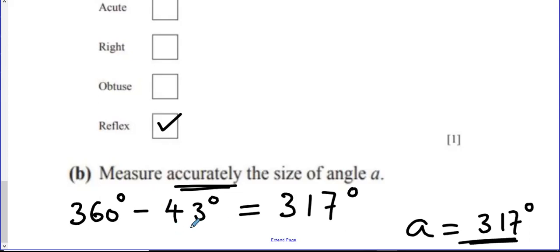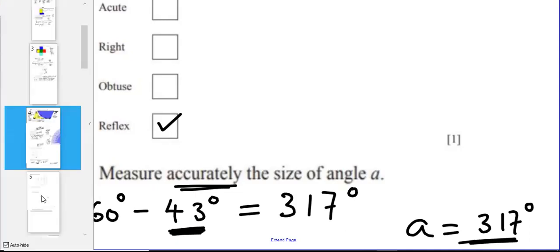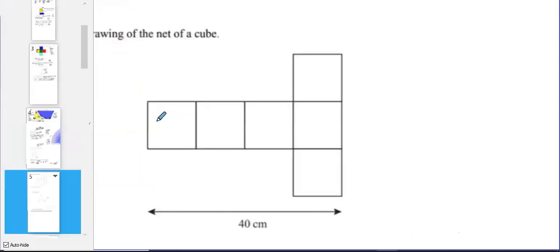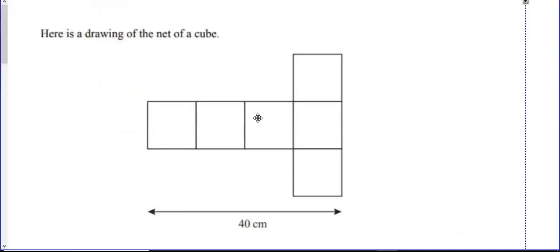Now if you use your protector, you may get something different from 43. So go ahead, write in your answer which you got from your protector. Otherwise, the protector or the tools I will be using here are not real. They are here for demonstration purpose.